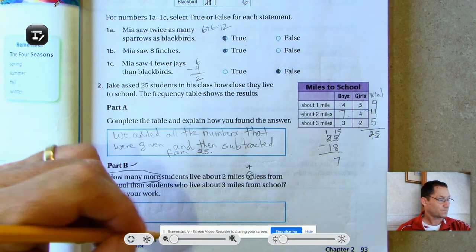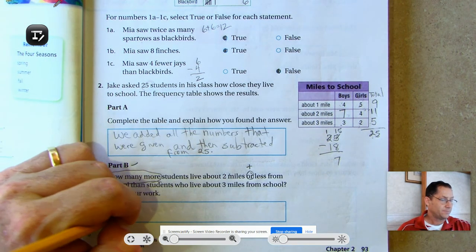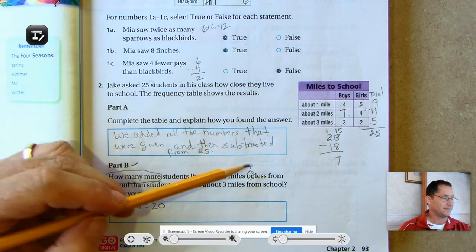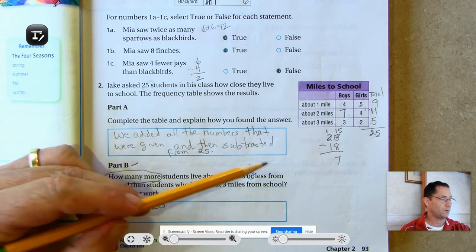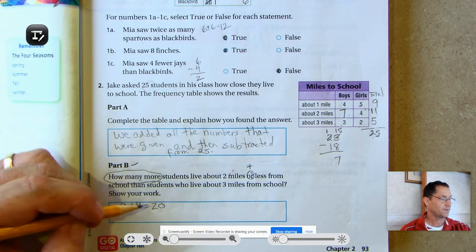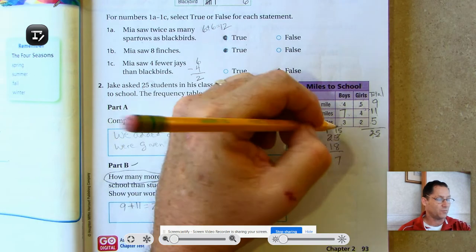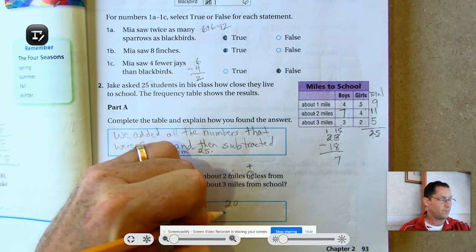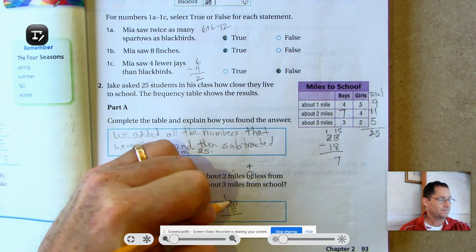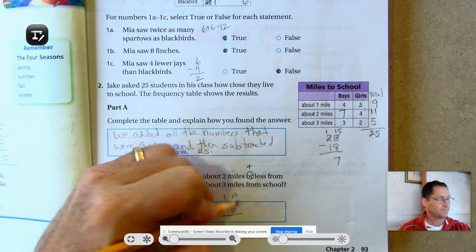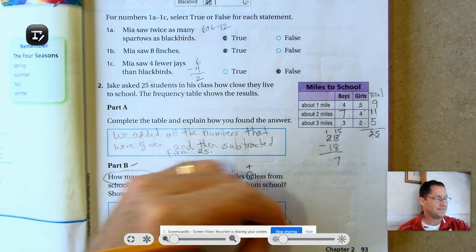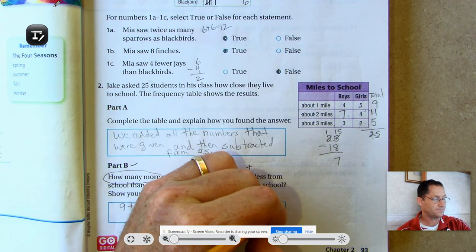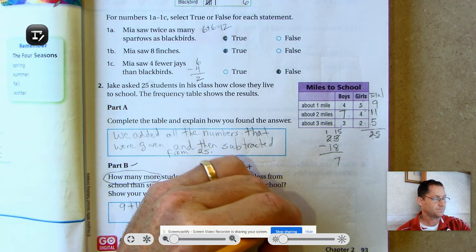So 9 plus 11 equals 20. So 20 students live 2 miles or less from school. 3 miles away, we have 5. So 20 take away 5 is 15. 15 more students.